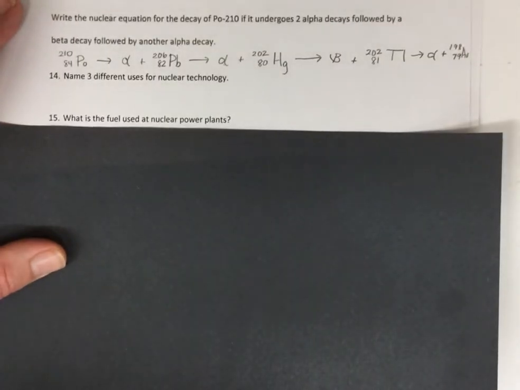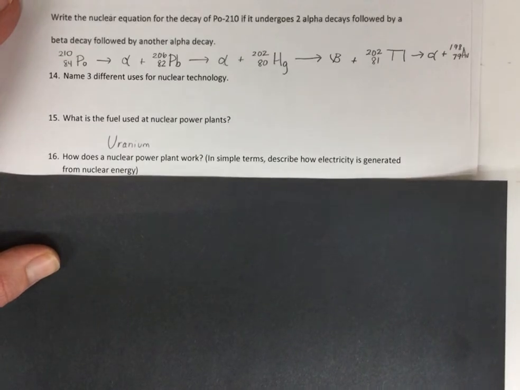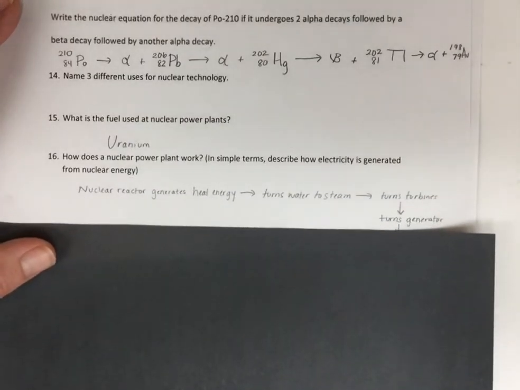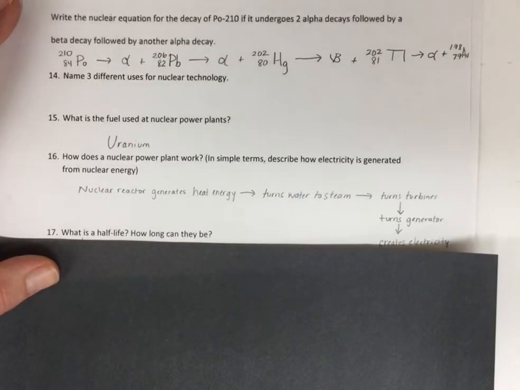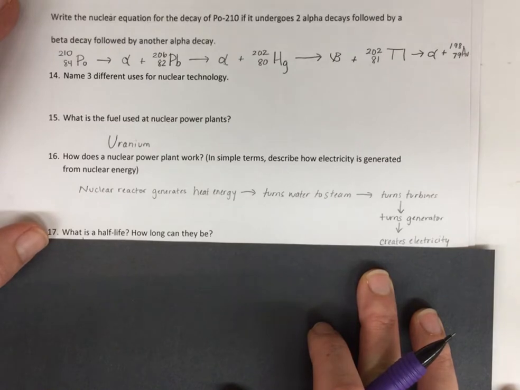And then for number 15, the fuel used at nuclear power plants. By now, hopefully, you know this. We've talked about it a lot. Uranium is the fuel. And then how does a nuclear power plant work? So in simple terms, this is the simple series of events that occurs within a nuclear power plant.